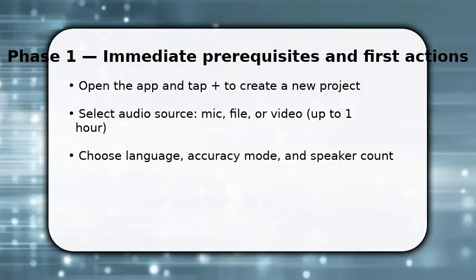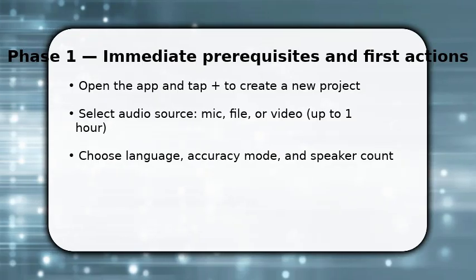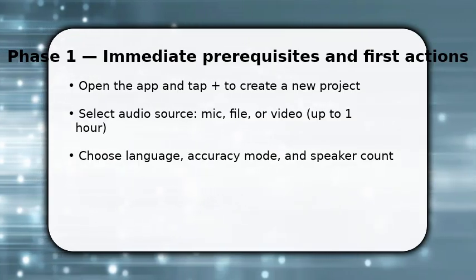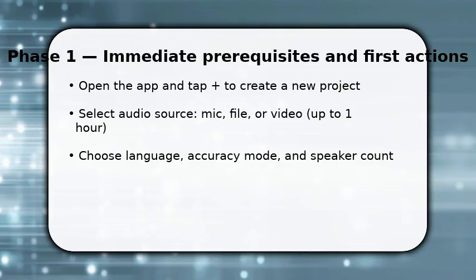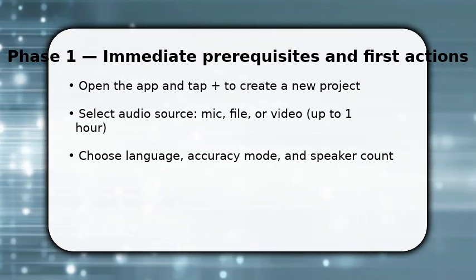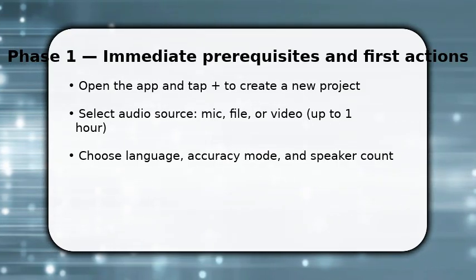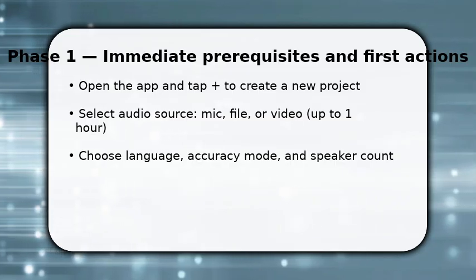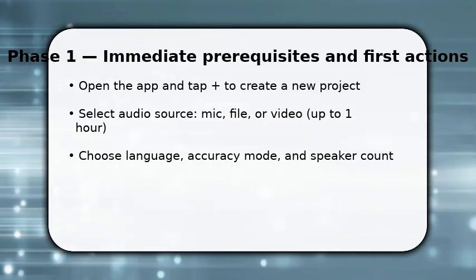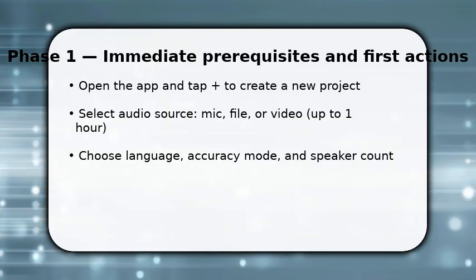You begin by creating a new transcript project. Open the app and tap the plus icon. Select your audio source: live mic, uploaded file, or a video clip, then pick language and an accuracy mode for faster or deeper processing. Make sure to set the expected speaker count so the app can separate voices effectively.